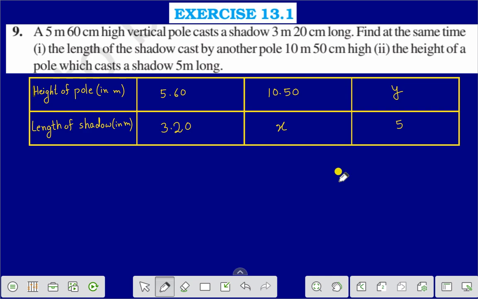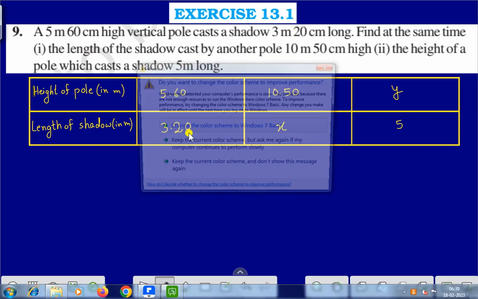Here we have given the information in a tabular form. Here you see this is the table: height of pole in meter, length of shadow in meter. When the height of the pole is 5.60 meter, the length of shadow is 3.20. Here you see 5 meter 60 centimeter means 5.60 meter, and 3 meter 20 centimeter means 3.20 meter.